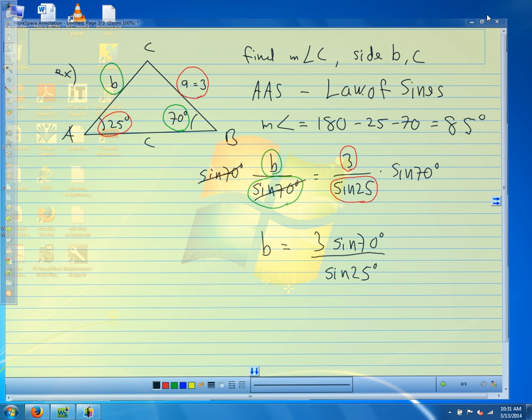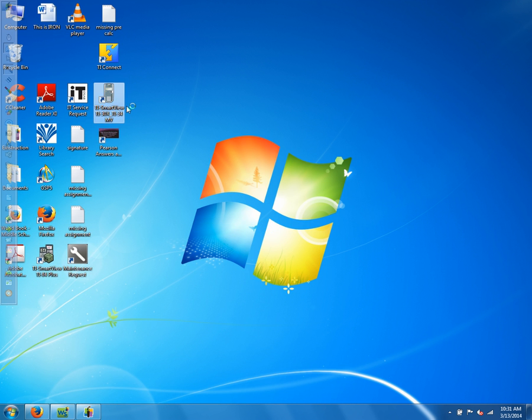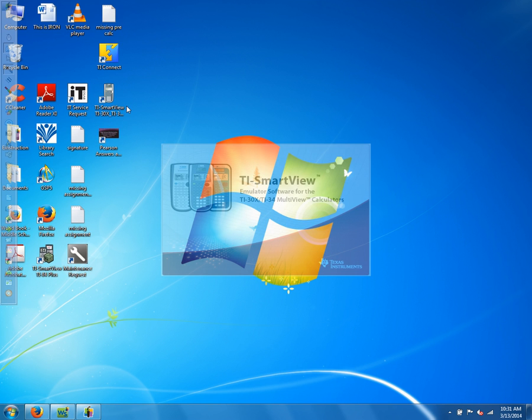the calculator. So let's see. So that one. It'll take just a second to fire up. And on these kinds of problems, we need to be a little careful with our parentheses when we put them in our calculator.